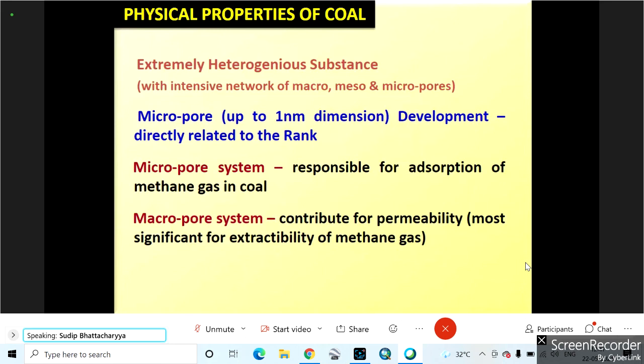Those pores are of three types: micropore, mesopore, and macropore. Micropores are those less than 1 nm in dimension. Micropores are very important for adsorption of methane gas in coal. Up to this micropore level, the methane gas will be entrapped within the micropores itself.